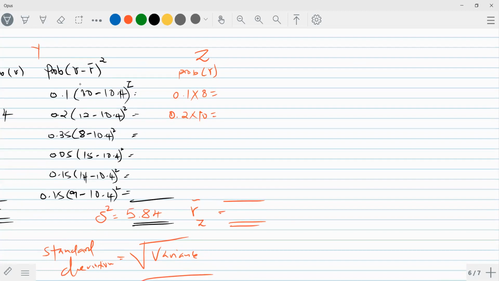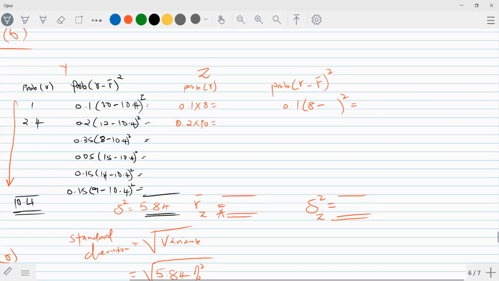Once we've done that, we want to get the variance. So probability multiplied by the return minus the mean return, squared. We already have the mean return from our analysis here. For the first outcome, 0.1, outcome is 8 minus the mean you've just obtained, squared, all the way to the last outcome. And this is going to give us the variance for Z. Can you do that?